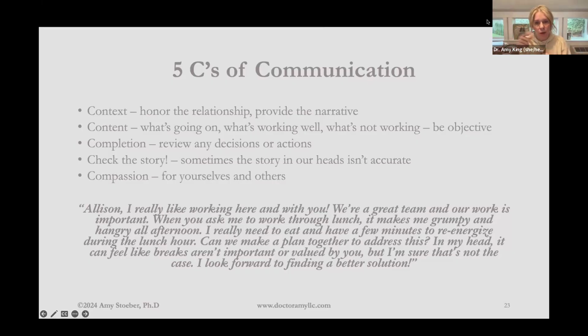And then we're going to check the story that's in our head, and we're going to state it out loud for that person, because in my mind, it feels like breaks aren't very important or valued by you. And I'm sure that's not the case. And then a little bit of compassion. I look forward to finding a better solution.